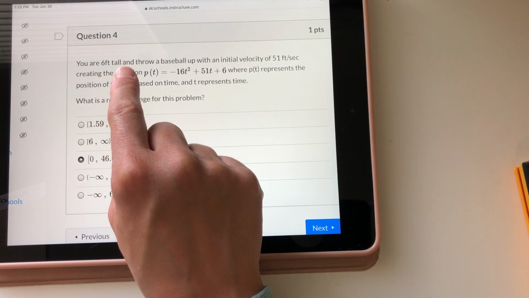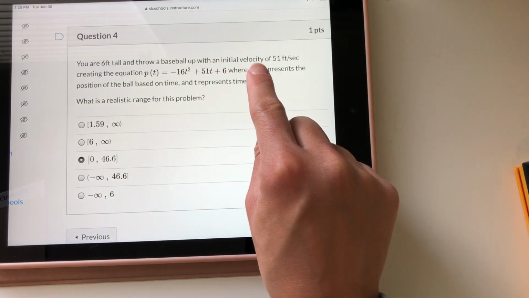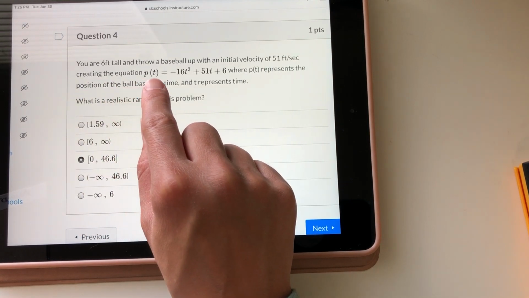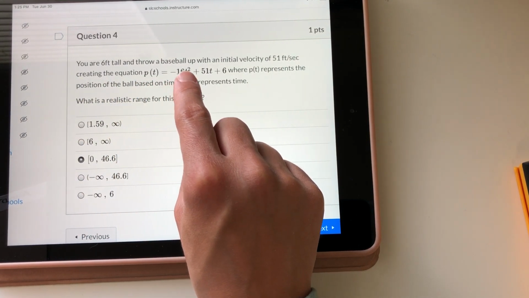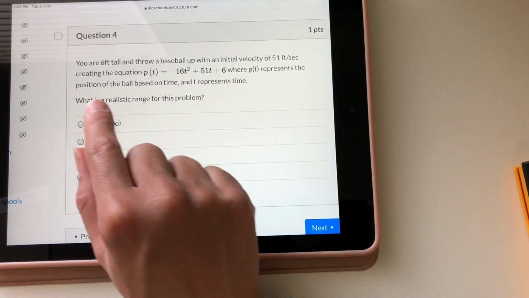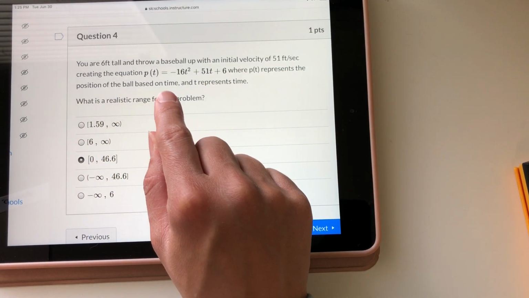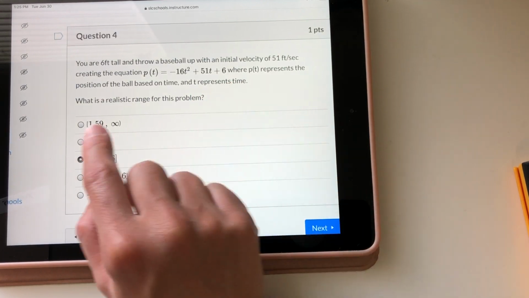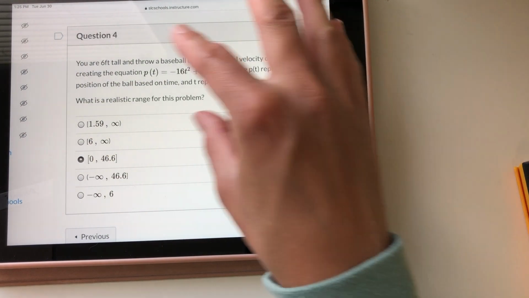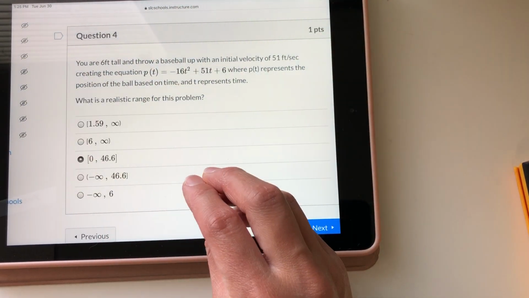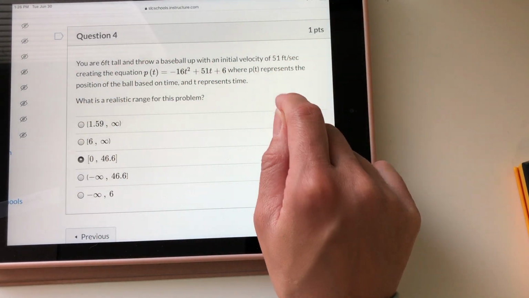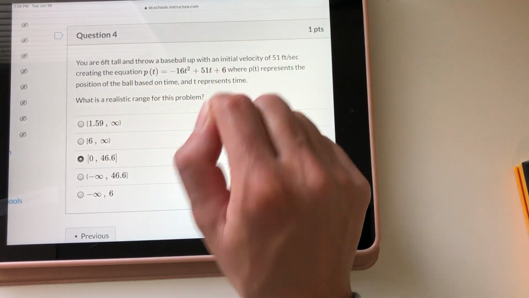Okay, you're 6 feet tall, you throw a baseball up with an initial velocity of 51 feet per second, creating the equation P of t equals -16t squared plus 51t plus 6, where P of t represents the position of the ball based on time and t represents time. What is the realistic range for the problem? So that's a lot of words. The only thing you actually need is this equation. A lot of the explanation around it is just explaining why those particular numbers are there.